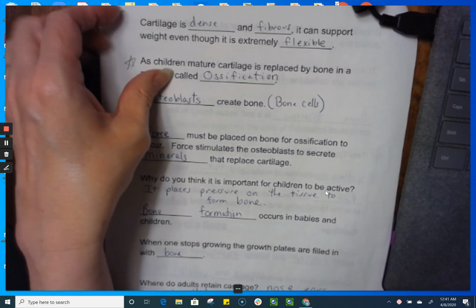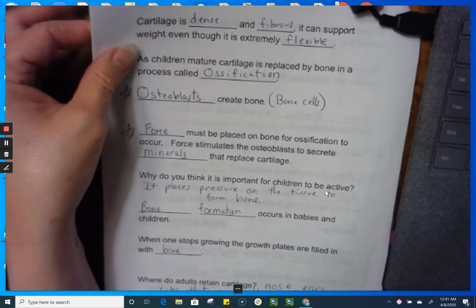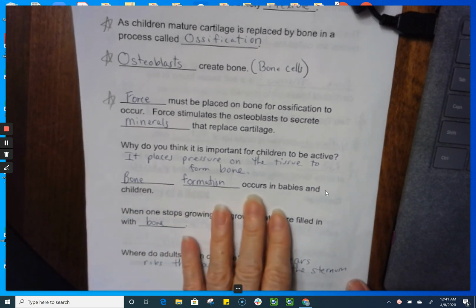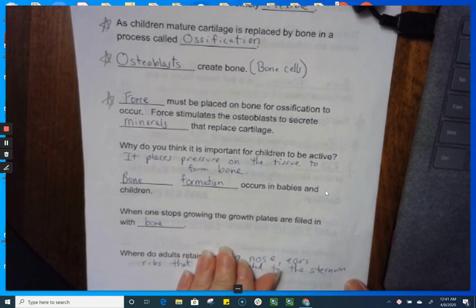So why do you think it's important for children to be active? It places pressure on the tissue to form bone. Bone formation occurs in babies and children. When one stops growing, the growth plates are filled in with bone.